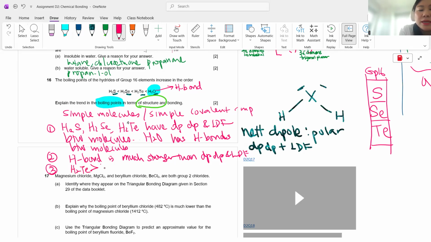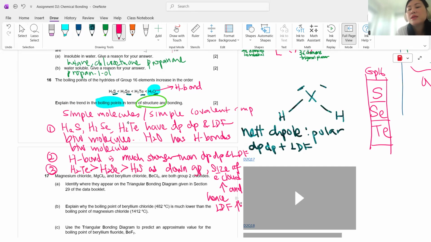H2Te is stronger than H2Se, which is stronger than H2S, as down the group, the size of the electron cloud increases, and hence the London dispersion force increases. All right. So let's explain the difference between the three of them. The London dispersion force varies with the size of the electron cloud, and that leads to some variation in the boiling points. Okay, that is for question 16.